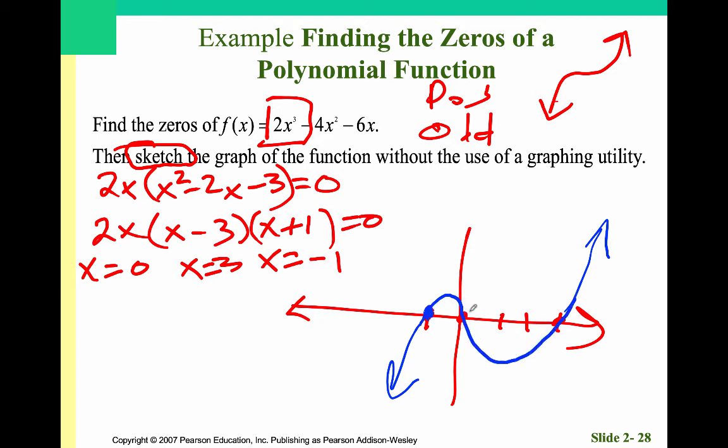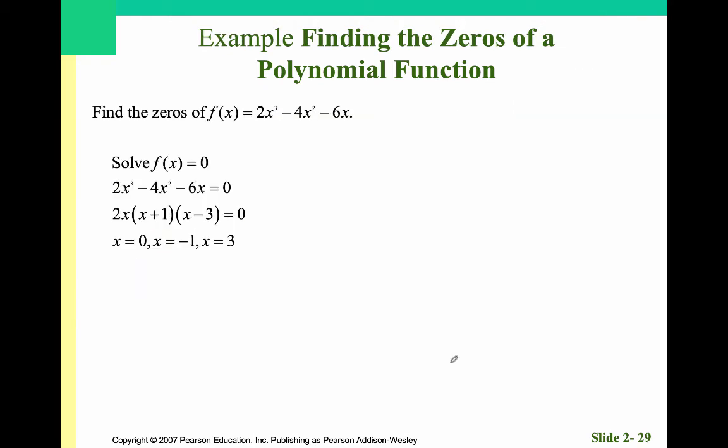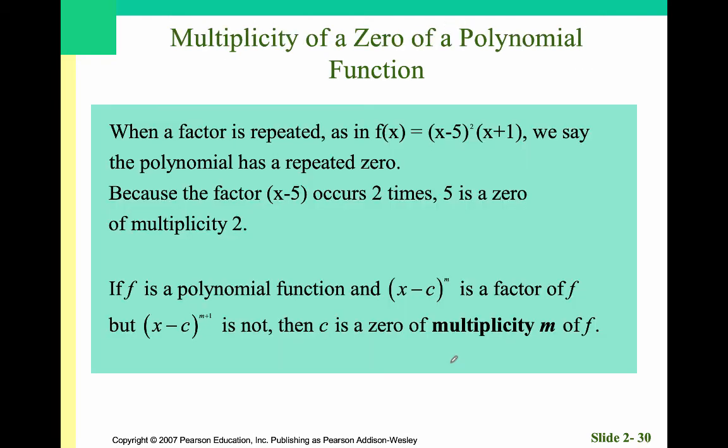And that will work itself out each time properly, because it tells me to have a 0 at those 3 spots right there, and it tells me my end behavior. There it is. Good. Multiplicity. I told you back there that if we have even multiplicity, we have to pay attention to that because the factor occurs 2 times. 5 is a 0 with multiplicity of 2.